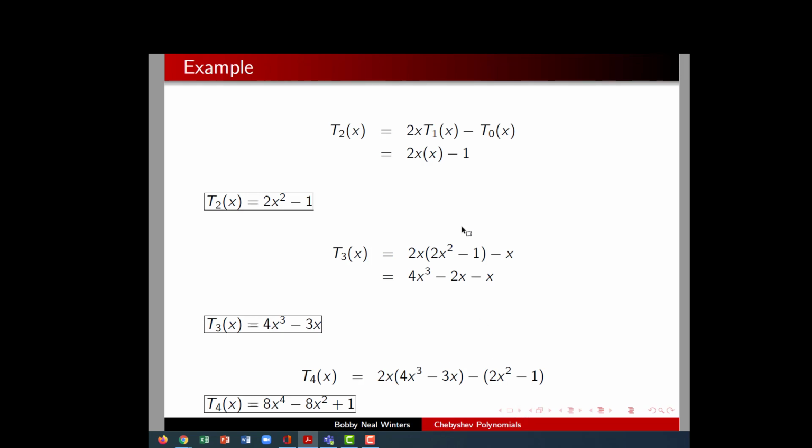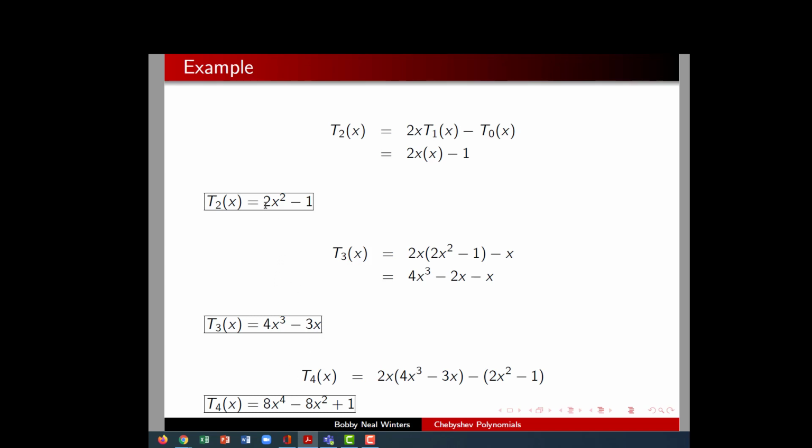On this page, what we've done is simply substituted in the formula. We've got our seed values here, and they enable us to calculate T2. We take T2 and T1, we roll them in again, and we can get T3, and we can take T2 and T3 and roll them into the recursive formula and get T4.